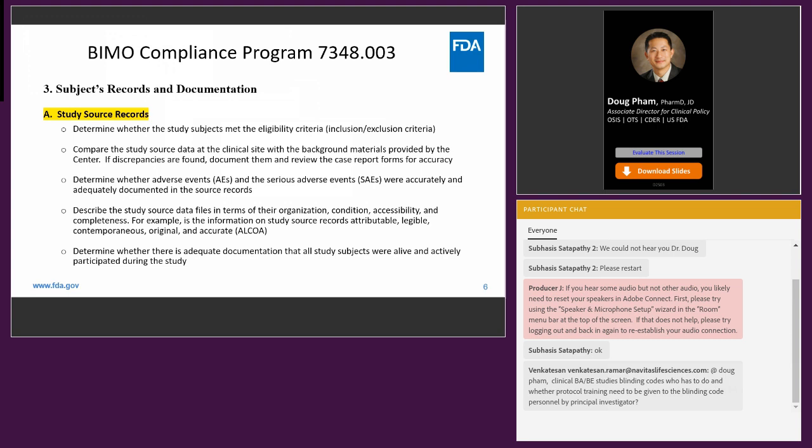For each of these record types, we're looking at records organization, condition, accessibility, and completeness. Essentially ALCOA standards for those of you who are familiar with that.